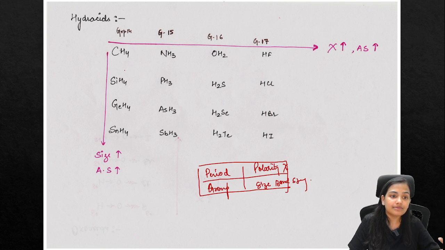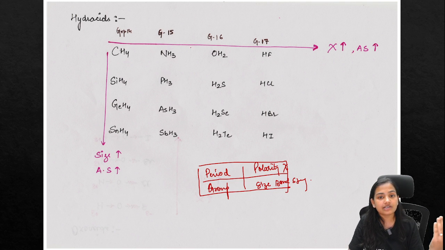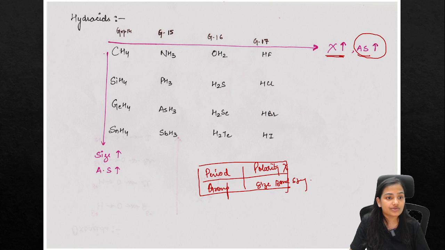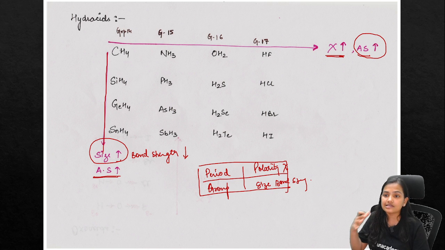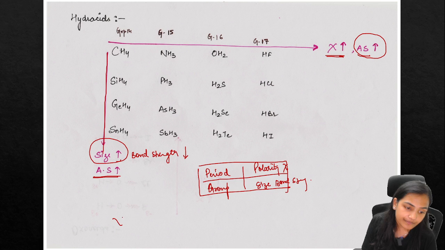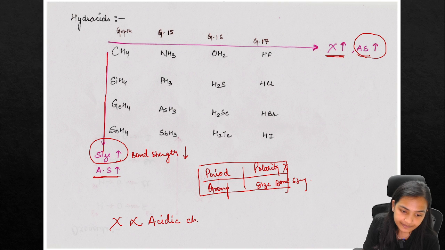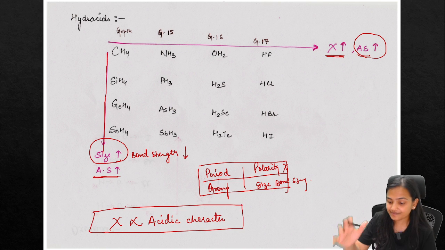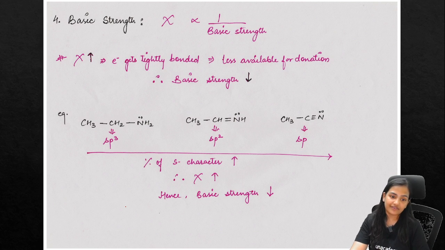So ultimately we can conclude that when you are moving from carbon, nitrogen, oxygen, fluorine, the electronegativity increases, the acidic strength increases. But as you are moving from carbon to silicon, germanium and tin, the size increases, the bond strength decreases, hence the acidic character increases. This is it. So got it? Electronegativity is directly proportional to acidic character. So this is the conclusion that we have drawn.